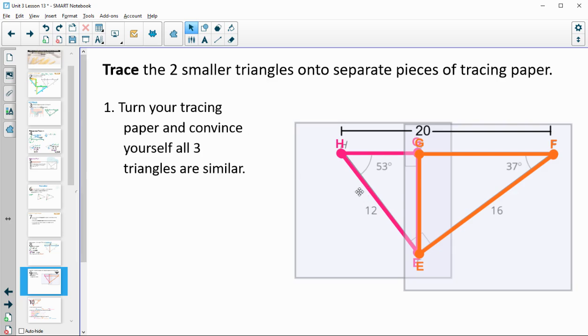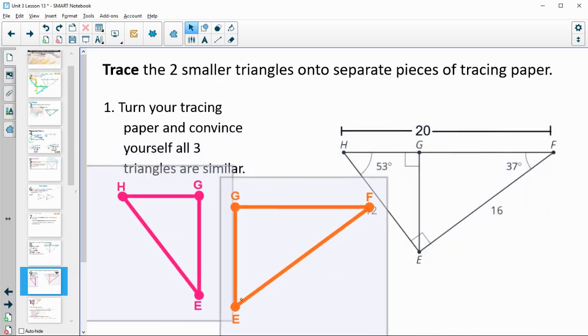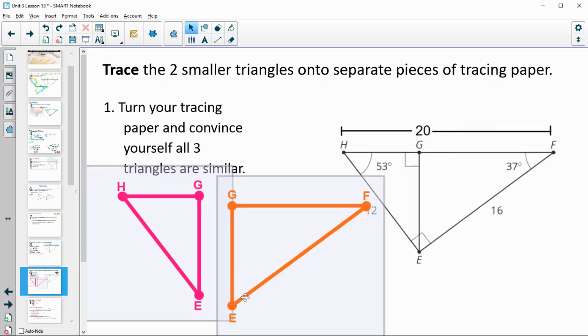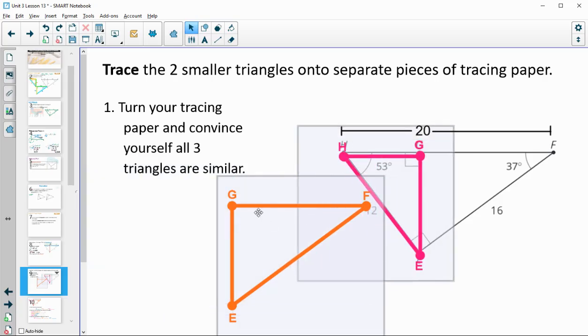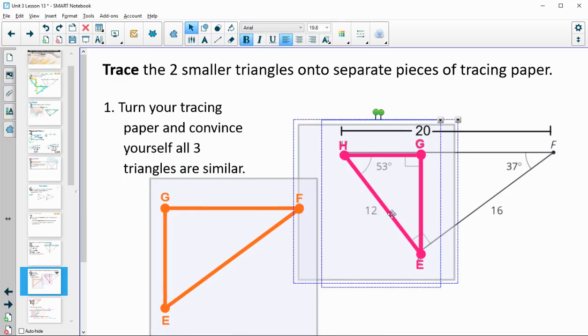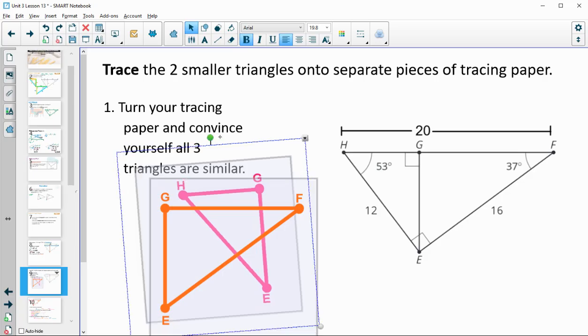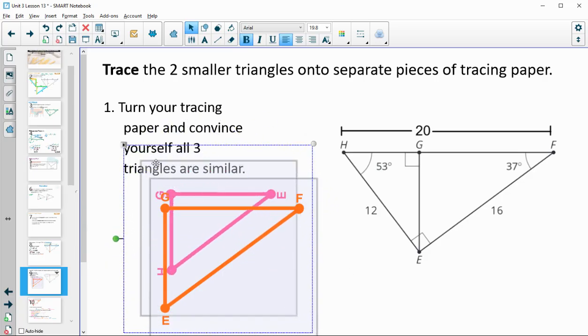But in this diagram, so if I move this over, what we're trying to do is prove that all of these triangles are similar to each other, or convince ourselves, right? And so if they're similar, they would have the same angles. So we already know, because this is the same measurements from our first triangle, that these two smaller pink and orange triangles are similar to each other. But if you need to convince yourself of that again, okay, you can just rotate this tracing paper.